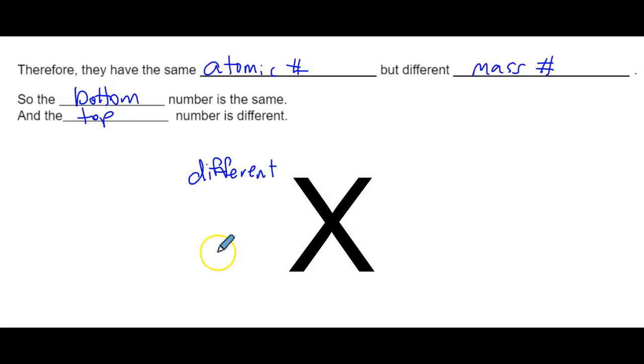when I'm comparing two, and this will be the same when I'm comparing two symbols with their numbers. If this number is the same on both the x's, or the elements, and this number is different, then they are isotopes. If it's same, not isotopes. If this is same, different, not isotopes.